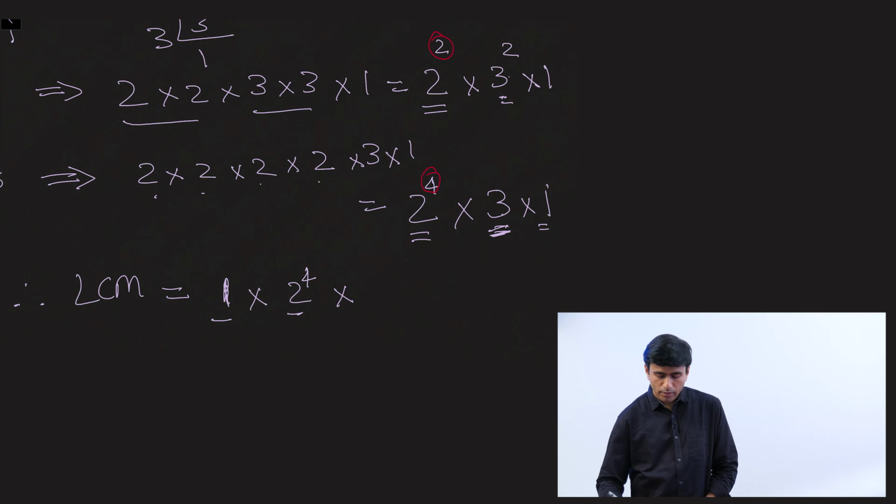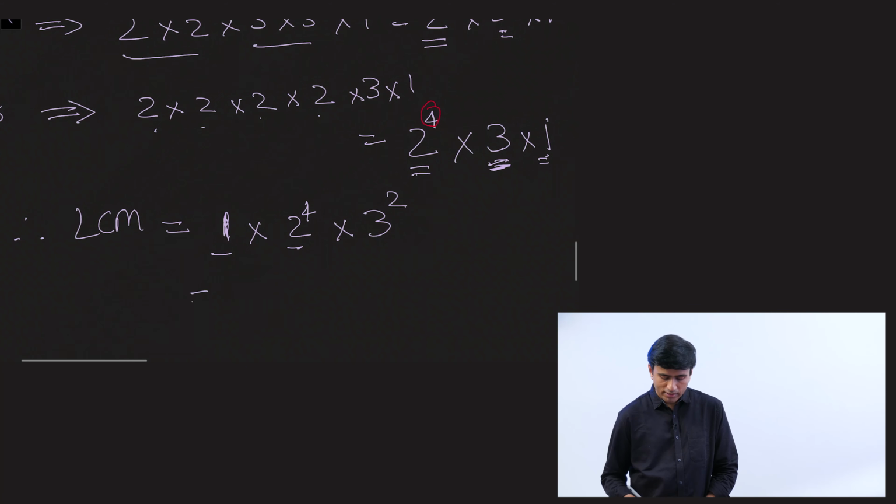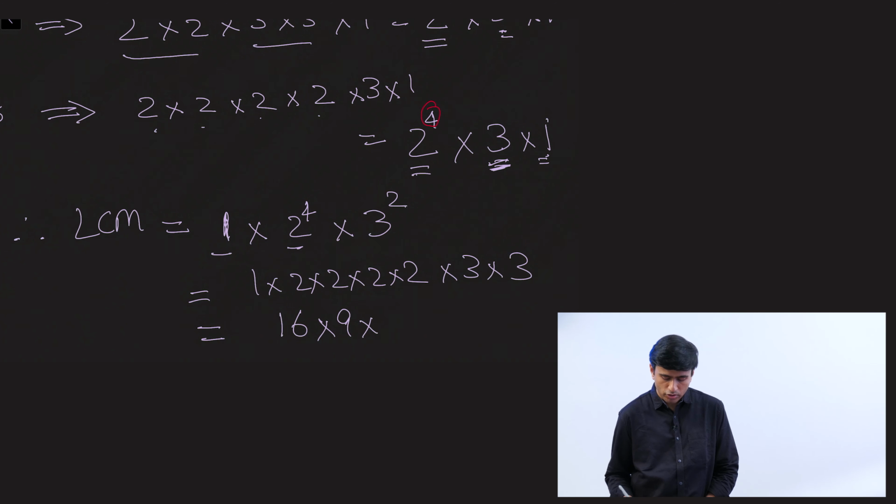When you look at factor 3, what is the highest power? 3 to the power of 2, or 3 square. So we write that down. That's it. We don't have any other factors. We've done 1, 2 and 3. Now let's just multiply: 1 into 2 into 2 into 2 into 2 into 3 into 3. If you do the multiplication, you will find this as 16 into 9 into 1.